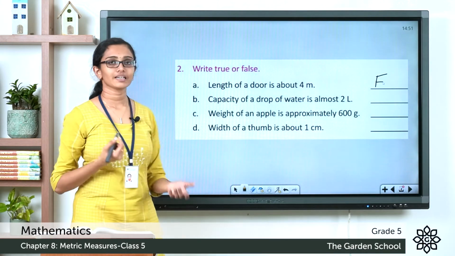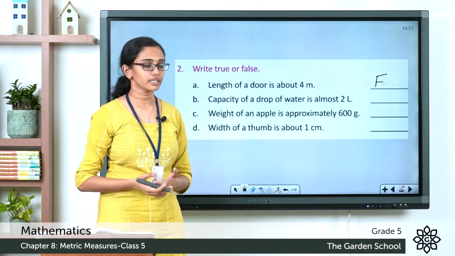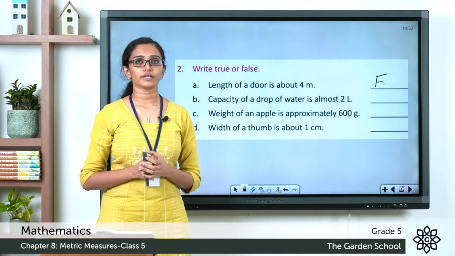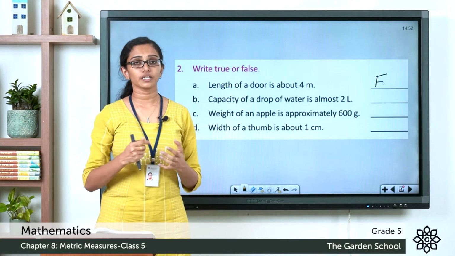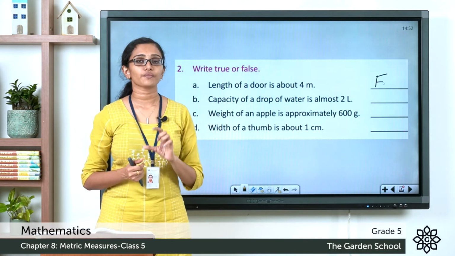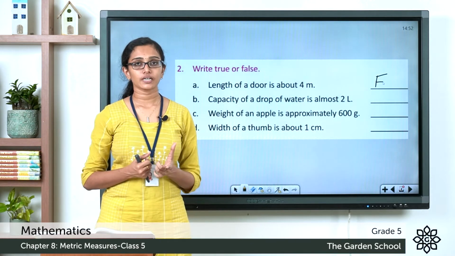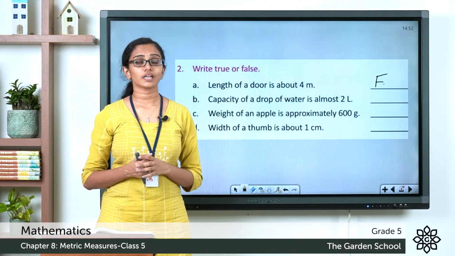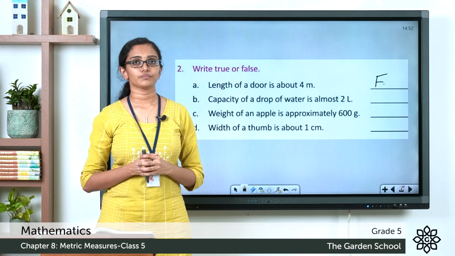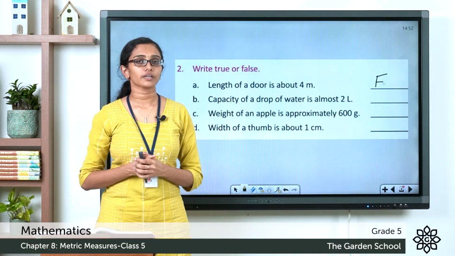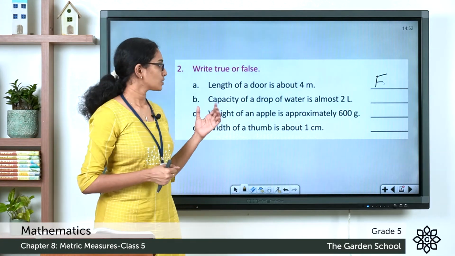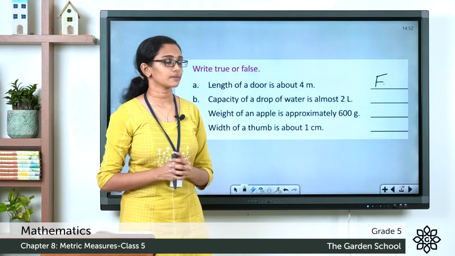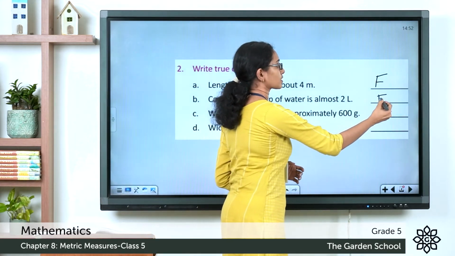Now the next one, capacity of a drop of water is almost 2 liters. What do you think? A drop of water, just a drop of water, would it be 2 liters? What is the capacity of your water bottle? 1 liter or 500 milliliter or 2 liters? Do you think it just contains 1 drop of water? No. So you can guess 1 drop of water is not 2 liters. So capacity of a drop of water is almost 2 liters is a false statement. So let's write F there.